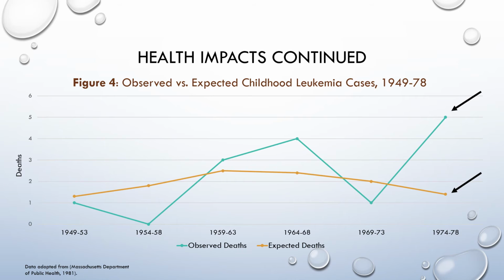And this is proposed to be because of the latency period of leukemia, meaning that it's a disease that takes time to develop. So between 1964, when the wells and the water supplies were first introduced into Woburn, the cancer would develop over time and first start presenting itself around the 1974 time period.